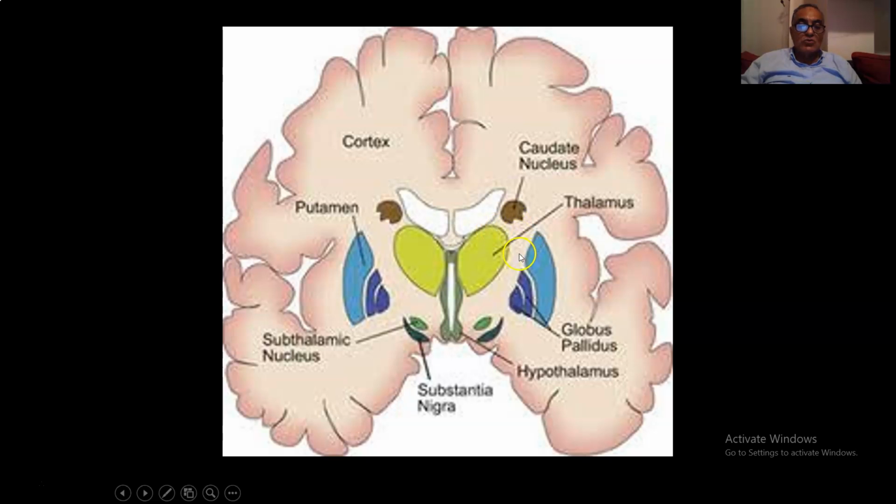Another view, coronal cut, you all know about it. This is the putamen, this is globus pallidus externus, globus pallidus internus, internal capsule, the thalamus, and the substantia nigra, and the subthalamic nucleus.